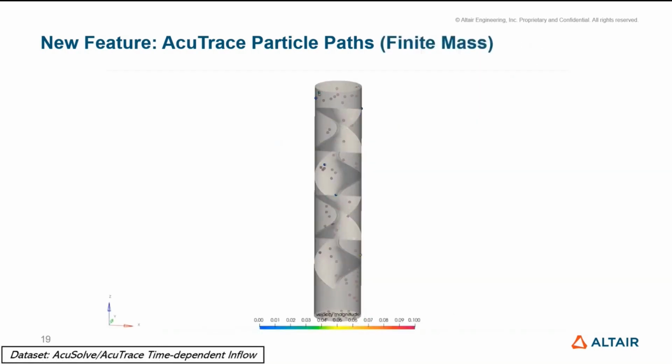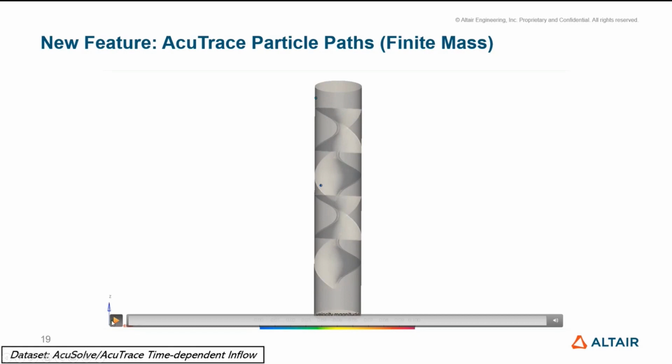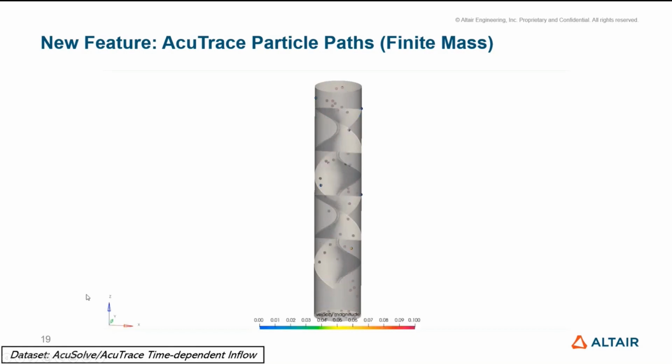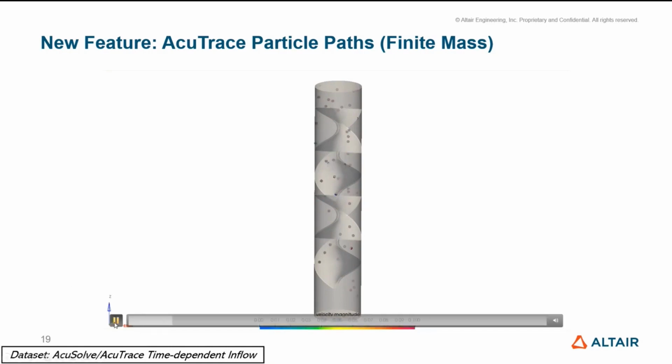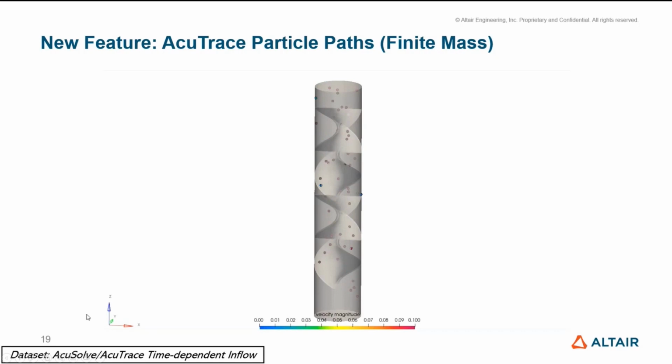So one more example here of finite mass particle tracing. In this case, we have a time-dependent inflow and then also an inlet-dependent weight on the particles. So one side of particles that are injected are slightly heavier than the other. And then, of course, we have this time-varying inflow. So we actually see that the particles get suspended within the tube here and then are pushed again outward once the flow speed ramps up.